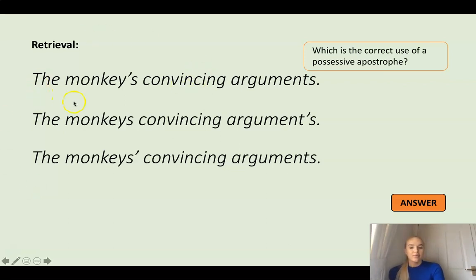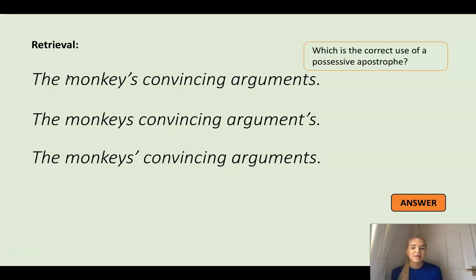Now, the way the possessive apostrophe is used here, is it suggesting that there is one monkey or more than one monkey? That's right, they're suggesting that there is just one monkey. So we call this a singular possessive apostrophe. If it's apostrophe S, we know it's going to be singular. Now, is there more than one monkey here? No, there's not, is there? There's just the one monkey. So actually, this could be our correct sentence, but we need to check the other two are incorrect.